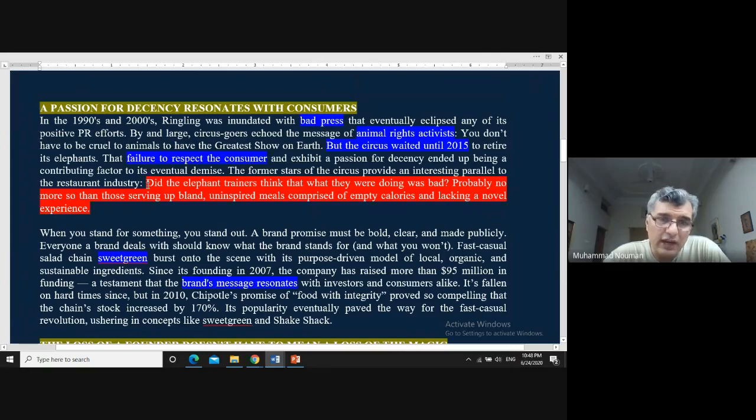Now, to explain why this happened, the author gives this example mentioned here, which says: did the elephant trainers think that what they were doing was bad? Probably no, more so than those serving us bland, uninspired meals comprised of empty calories and lacking a novel experience. What this sentence tries to suggest is that many times businesses fall into this trap of believing that what they have been doing for years and years is the only and the right thing to do. They never question whether something might be wrong about the way they are handling things or doing things.